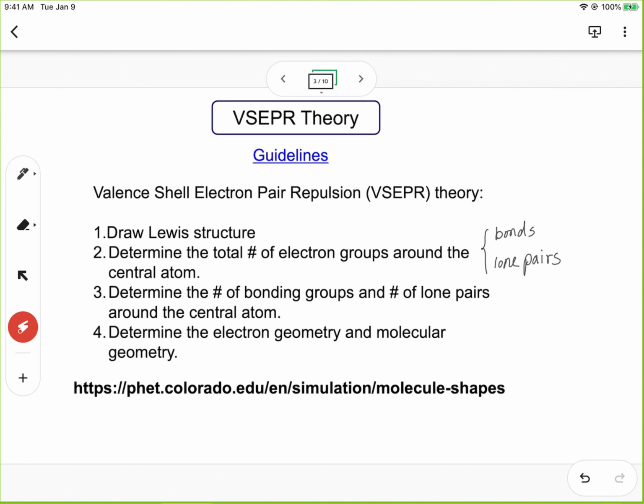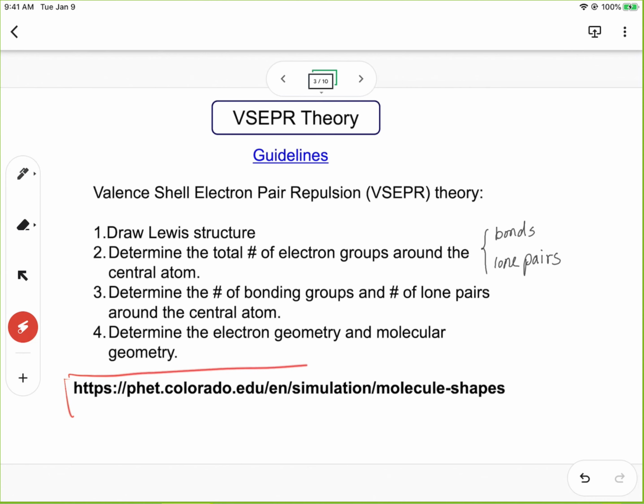Now the third one, determine the number of the bonding groups and the number of the lone pairs. So you treat them separately in step 3, and then according to the numbers you have from step 3, you determine the electron geometry and molecular geometry. We'll do examples in a moment.